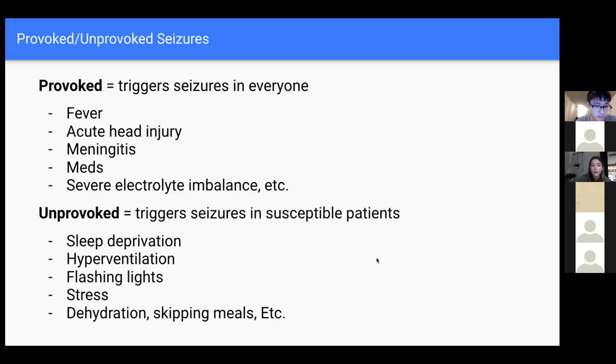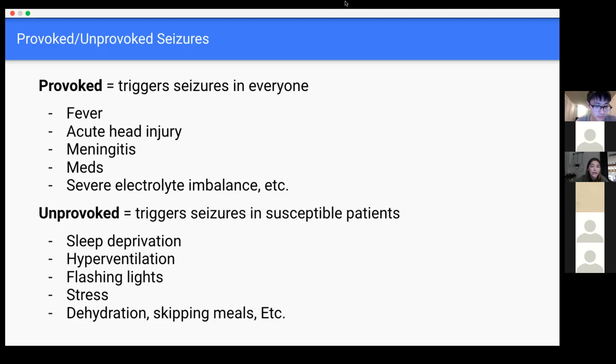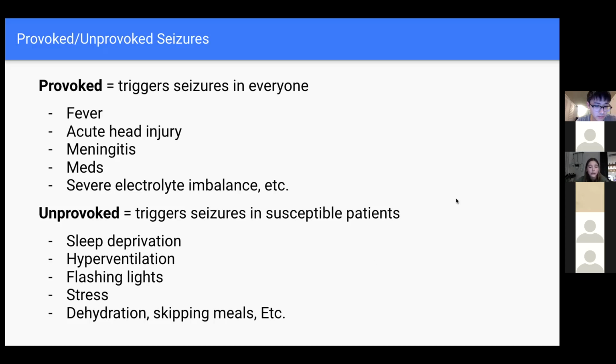So quickly going into provoked versus unprovoked seizures. When we talk about a provoked seizure, we talk about a seizure that was caused by something that triggers seizures in everyone. That could be something like fever, acute head injury, CNS infection like meningitis, some medication, severe electrolyte imbalances, things like that.